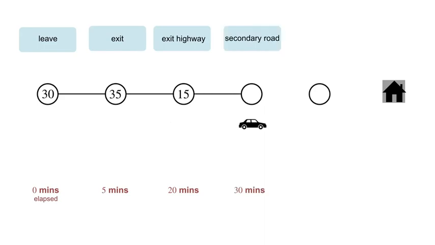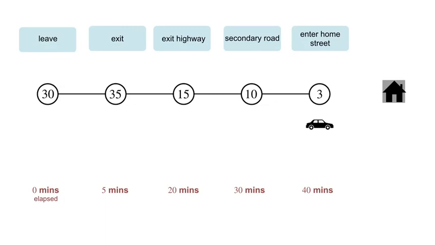30 minutes into your journey, you get stuck behind a slow truck and predict that it will take you an additional 10 minutes to get home. 10 minutes later, you enter the home street from where it usually takes 3 minutes to arrive home. Finally, 3 minutes later, you are home. So the numbers in the circles represent our predictions of remaining driving time.